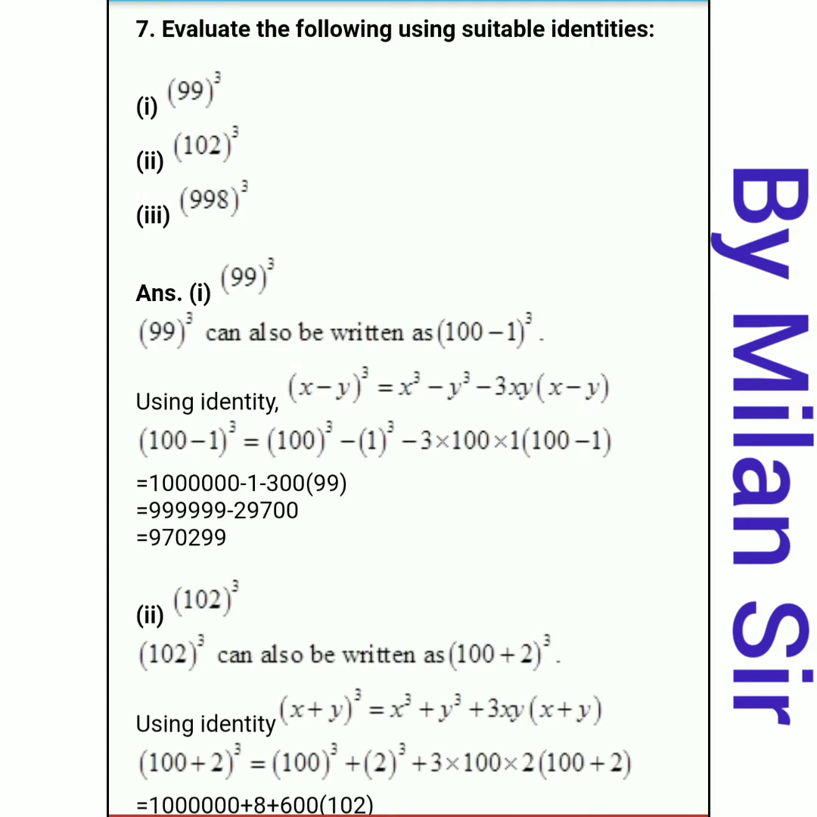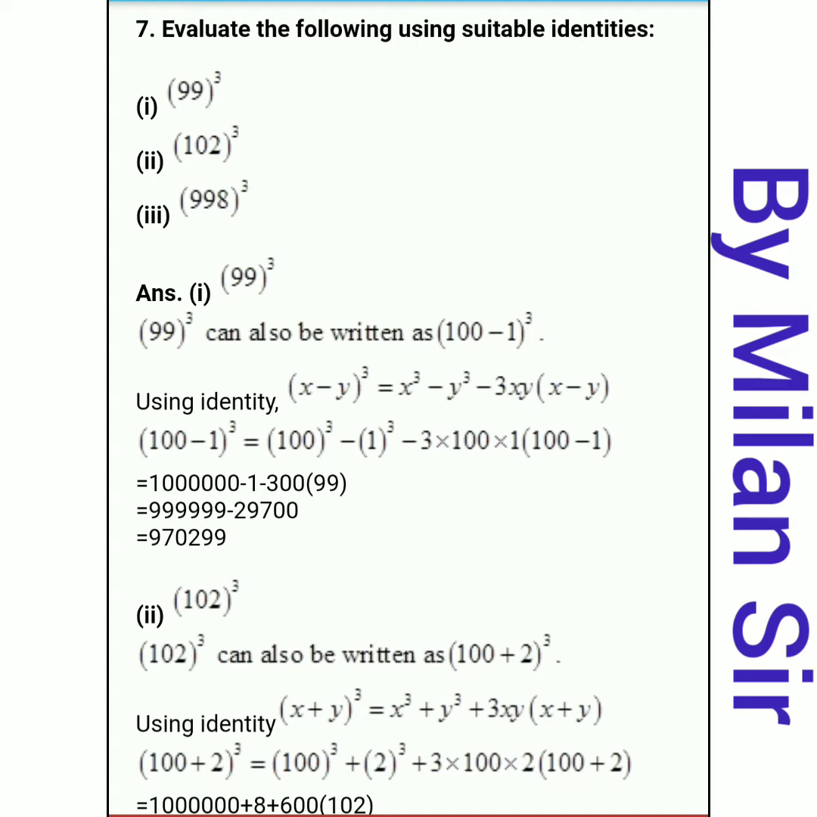In this video, I will explain exercise 2.5, question number 7 and question number 8. So let's start with question number 7. First of all, read the question: evaluate the following using suitable identities. That means here we need to find the answers by using the identities.